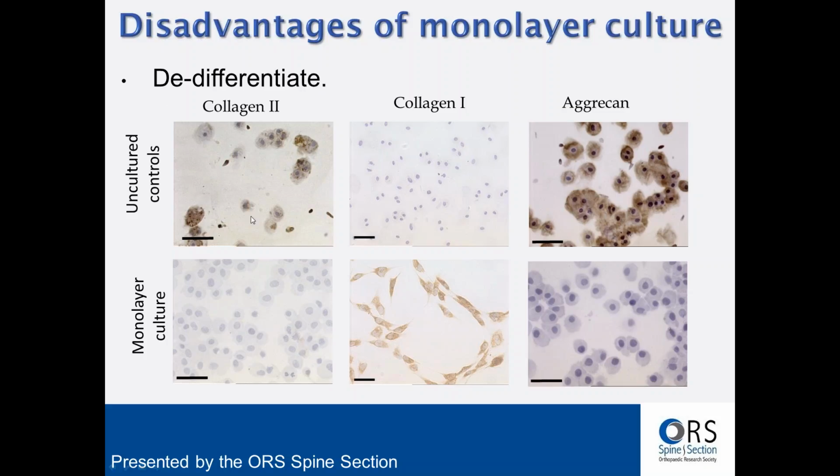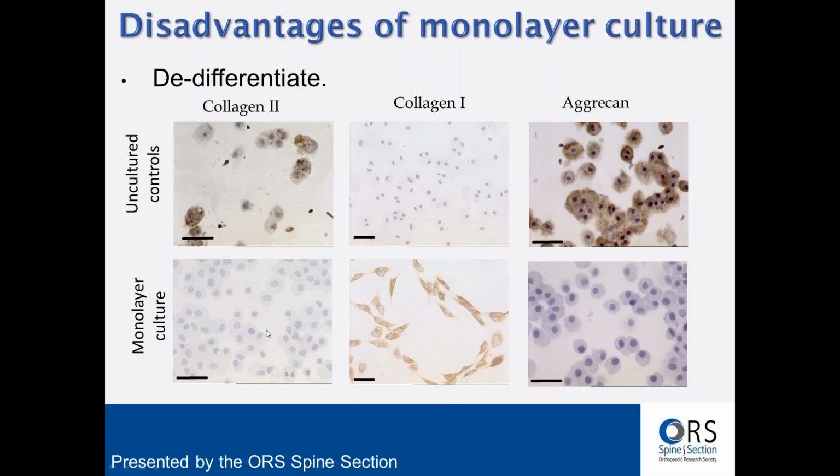So in vivo, some of the classical things that cells should produce within the nucleus pulposus, as I said, are collagen type 2 and aggrecan. And these at the top here are cells which are directly extracted from disc tissue and then form cytospins, so we can do immunohistochemistry on them. So collagen type 2 and aggrecan are abundant, but collagen type 1 is absent because these are nucleus pulposus cells.